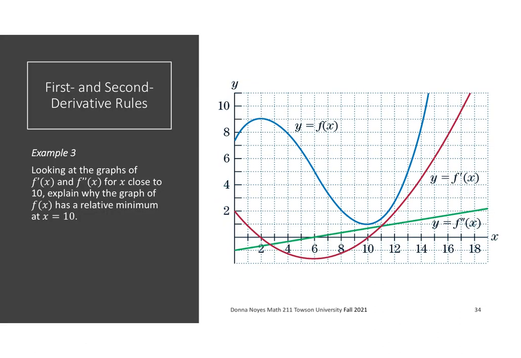For our last example, I wanted to look at what happens when we use first and second derivative rules. So we have this graph, and this came from Pearson, and it has a function, which is the blue, the first derivative, which is the red, and the second derivative, which is the green. And the question says, looking at the graphs of f prime of x and f double prime of x for x close to 10, explain why we have a minimum at x equals 10.